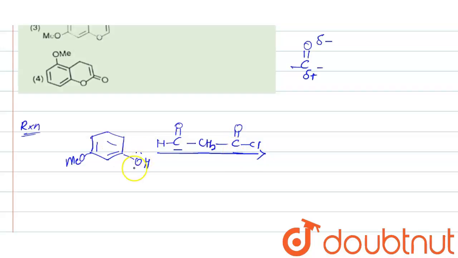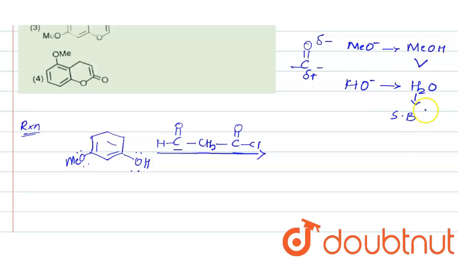Now to this benzene ring, two substituents are present, right? One is hydroxyl, another one is methoxy group. So among these, which one will act as nucleophile? If we look at methoxy group, conjugate acid of methoxy group will be MeOH, that is methanol or an alcohol. And conjugate acid of OH will be H2O. So among alcohol and water, alcohol is more acidic than water. So conjugate base of a weak acid will be a strong base, and conjugate base of a strong acid will be a weak base. So here hydroxyl oxygen will donate its electrons.